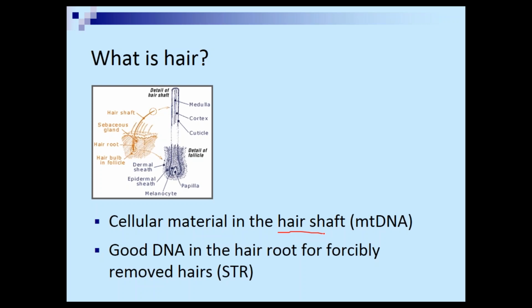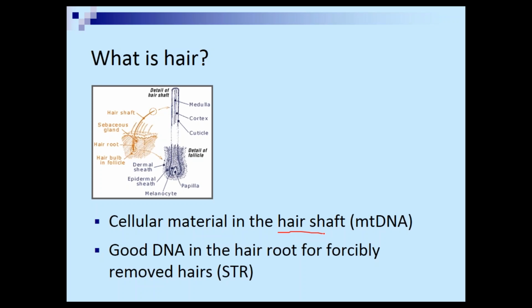But the good thing with hair is, it's important to understand that hair is not composed all of cells, okay? But the root of the hair is the living portion of the hair, and the root does have cells and therefore nuclei and chromosomes and DNA and short tandem repeats in it. So what does this mean?